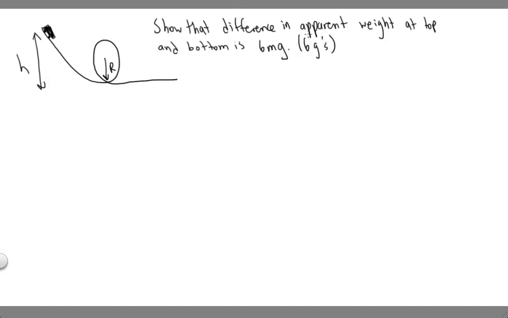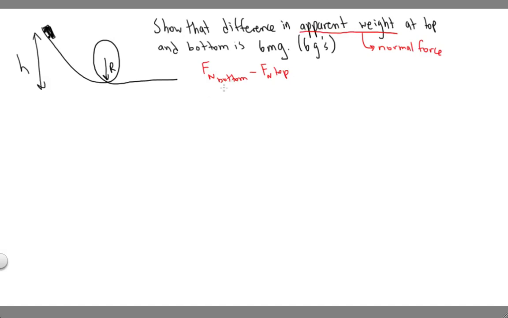So first, it's important to define what apparent weight is. Apparent weight is equal to the normal force experienced at a point. With that in mind, what we're trying to find is the difference between the normal force at the bottom minus the normal force at the top. And I'm doing it in this order because we're expecting the apparent weight to be more at the bottom.